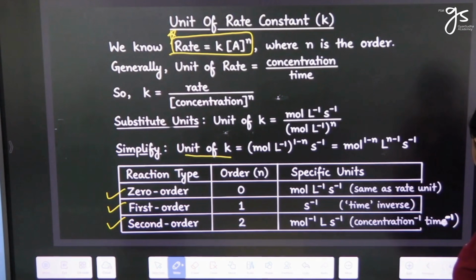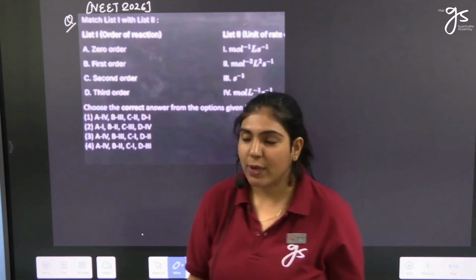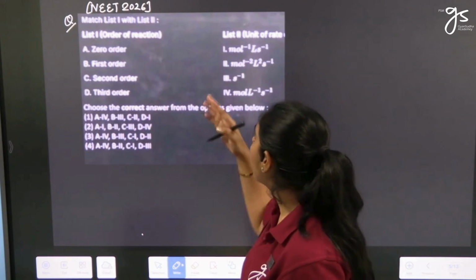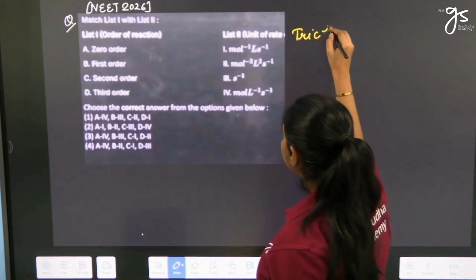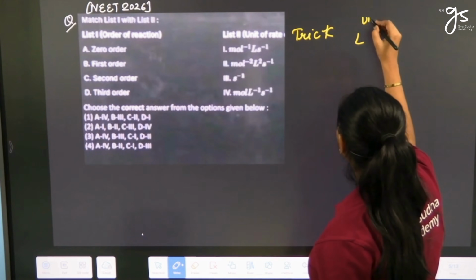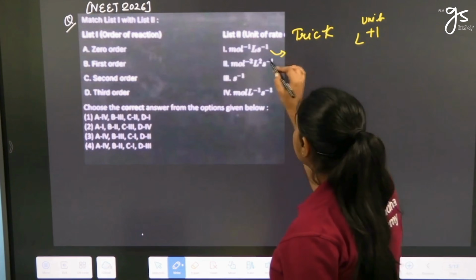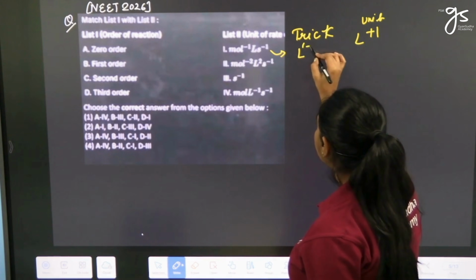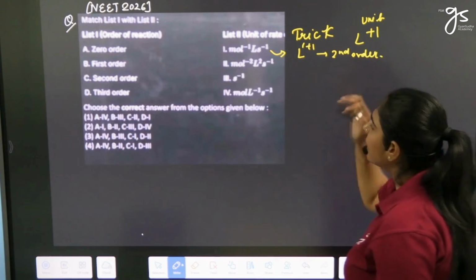So now let's take one example which recently came in your NEET 2026 questions. This is a match the following type question. Now in this you have to tell the order. So there is one trick for solving this question. You just need to look at the power of L in the unit and add plus 1. For example, in this case, mole per liter per second, the L is minus 1, plus 1, then it is second order. Fine. It is a very quick trick.